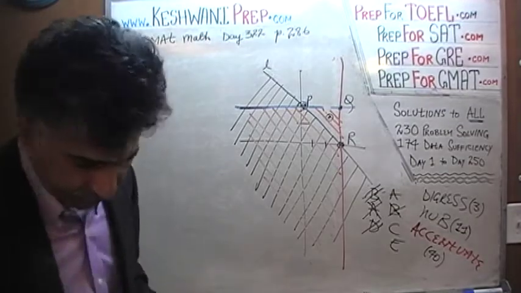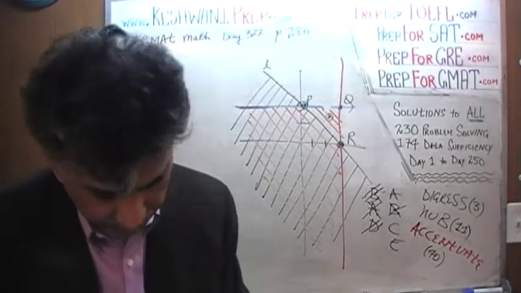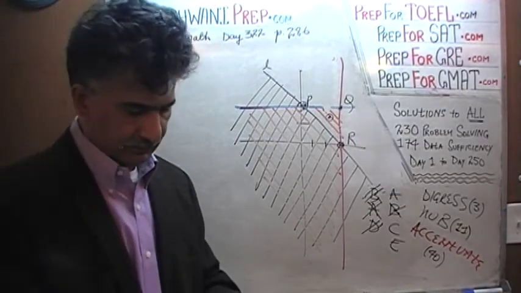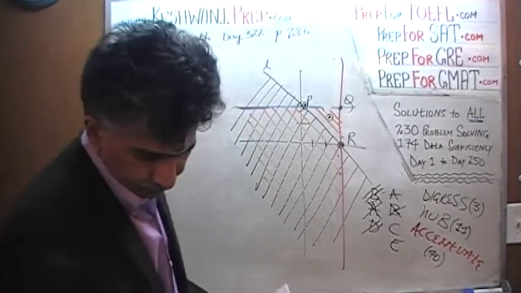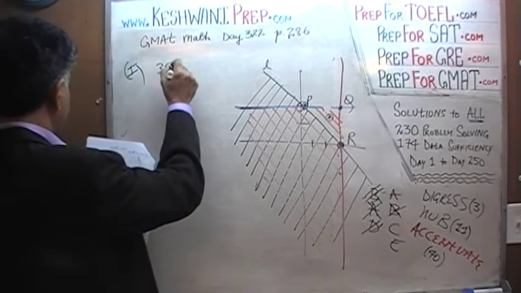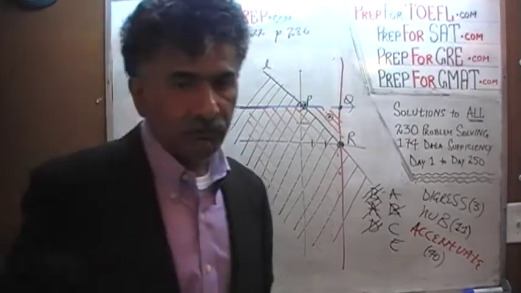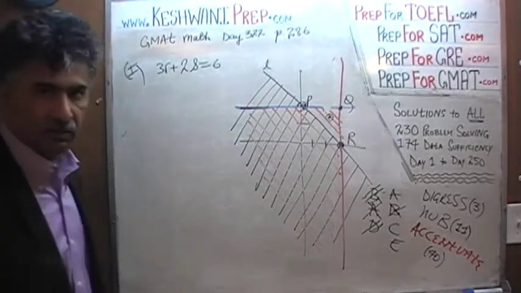In the first statement they tell us this is the condition it has to follow. 3R plus 2S equals 6. Any point that I'm thinking of has to meet this condition. Let's see where this falls.